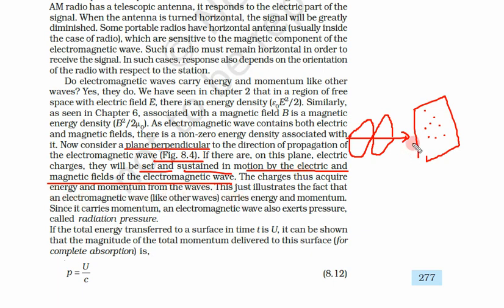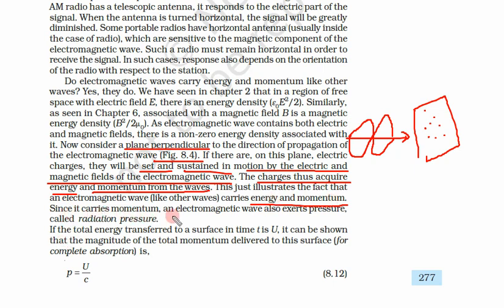If they get some kind of motion and sustain their motion, the charges have acquired energy and momentum from the waves. In that case, the momentum and the energy in the charges have come from the waves. This just illustrates the fact that an electromagnetic wave, like other waves, carries energy and momentum. So now we have seen that an electromagnetic wave carries both energy and momentum.